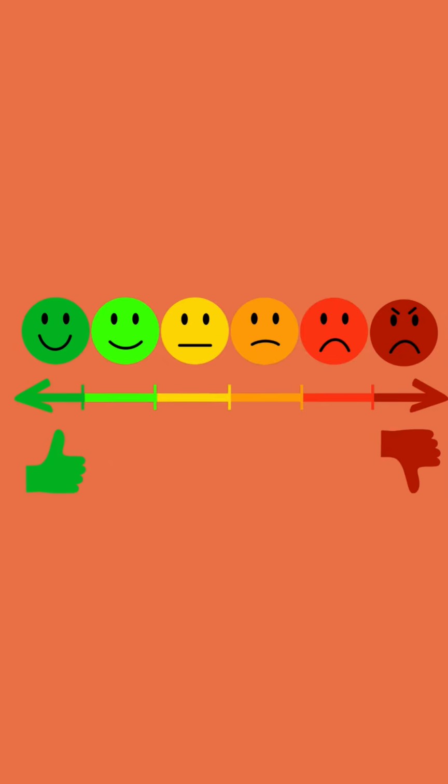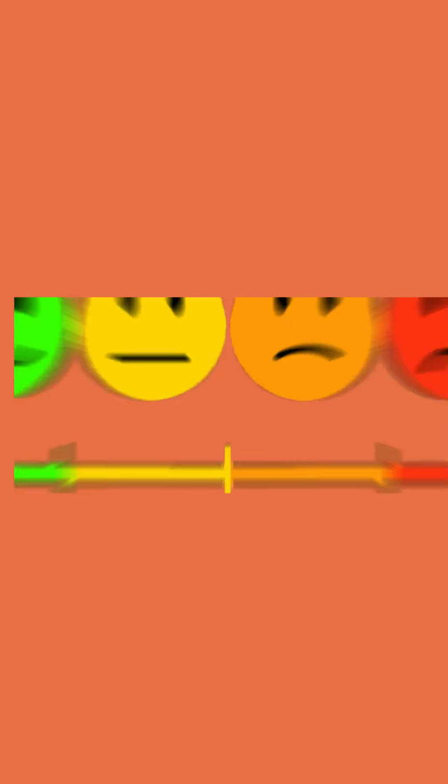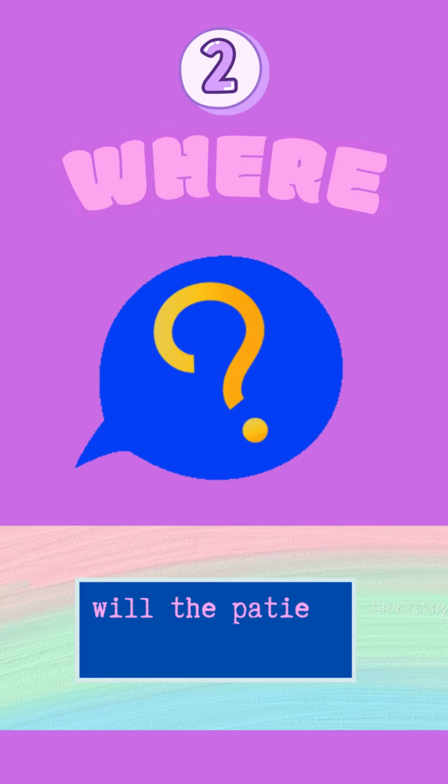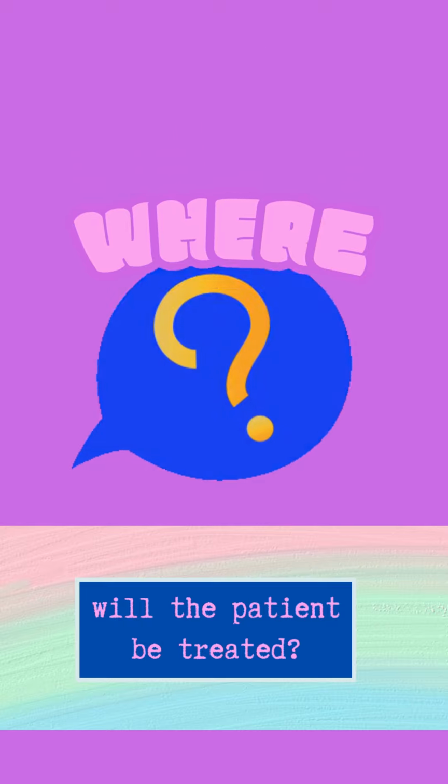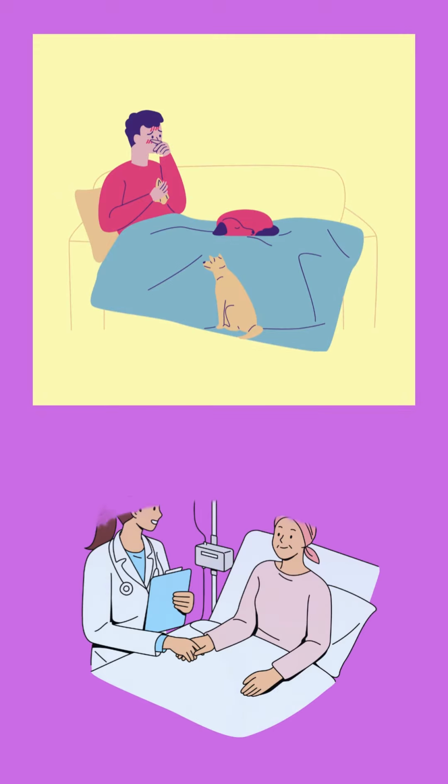Where they are treated is based on clinical presentation and the risk of mortality, which brings us to our second where. Where will they be treated? Are they stable enough to be treated in the outpatient setting, or do they need the support of inpatient treatment?